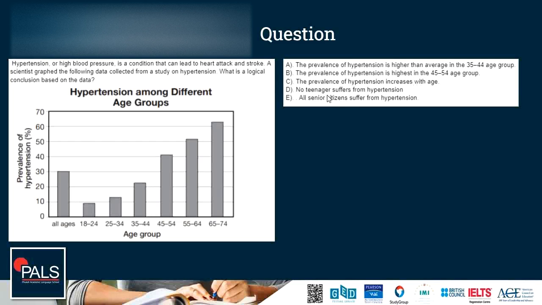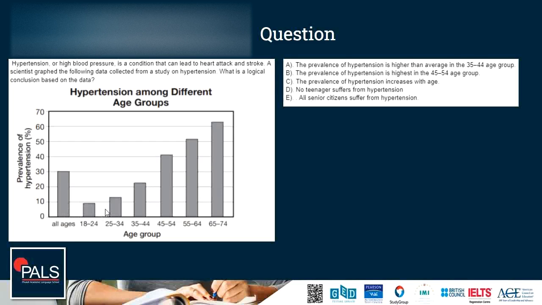The prevalence of hypertension increases with age. No teenagers suffer from hypertension. All senior citizens suffer from hypertension. That shouldn't be too difficult. Let's quickly have a look at E. All senior citizens, not all of them. It's about above 60%, but not all of them.